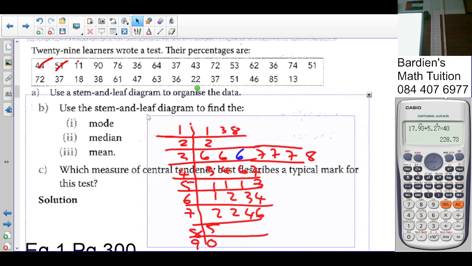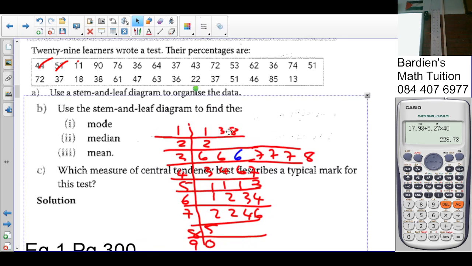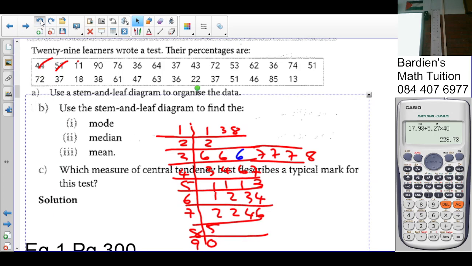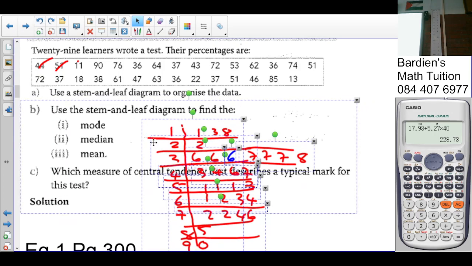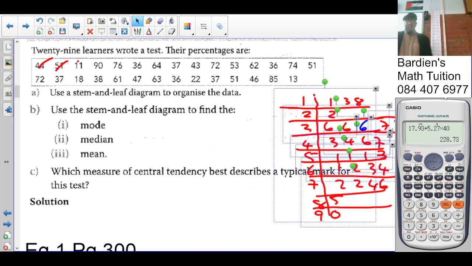Okay, yours won't look so ugly like mine, okay? And now it's locked for some reason, so I can't move it now. Okay. There we go. Of course, yours is going to look neater than mine.